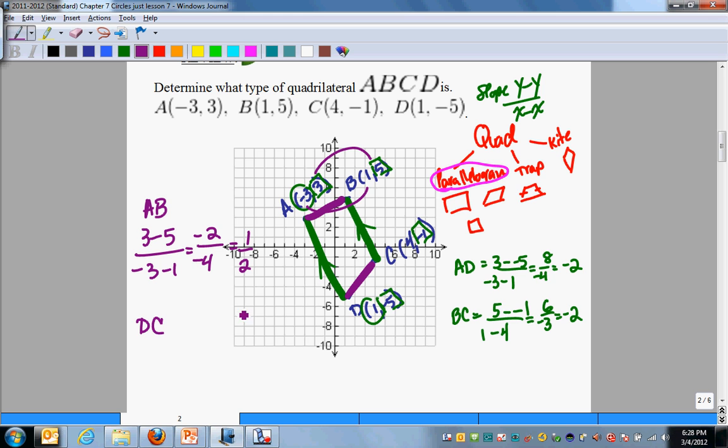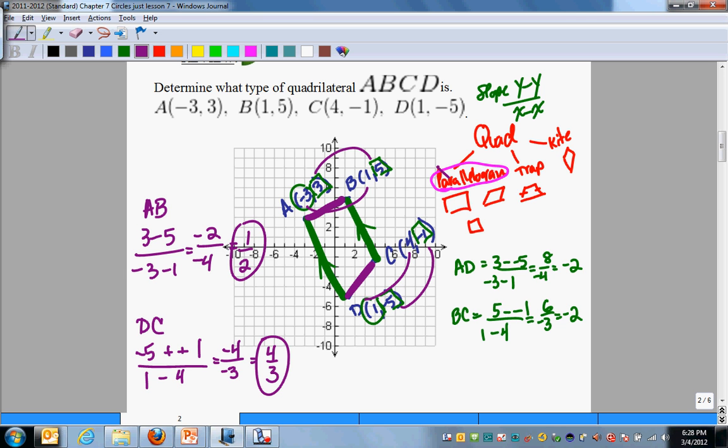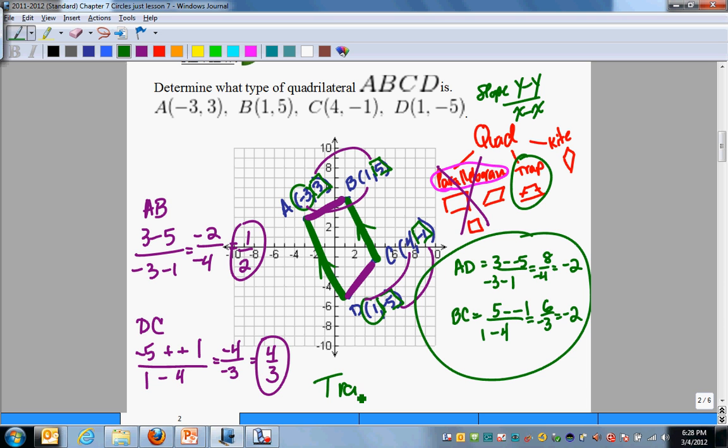And then let's try D to C. Again, y minus y, -5 minus -1. And then 1 minus 4, that becomes positive. That's going to be -4 over -3, that's positive 4 over 3. We can see that the purples are not parallel, so that lets go of the parallelogram family tree, because in order to qualify as a parallelogram, you have to have opposite sides, 2 pairs which are parallel. We only have 1 pair of parallel sides, so this qualifies only as a trapezoid.